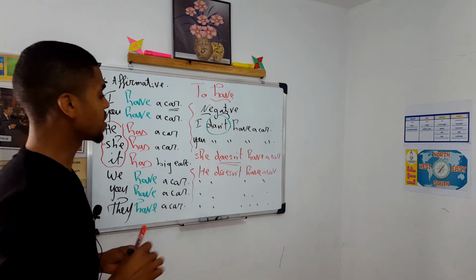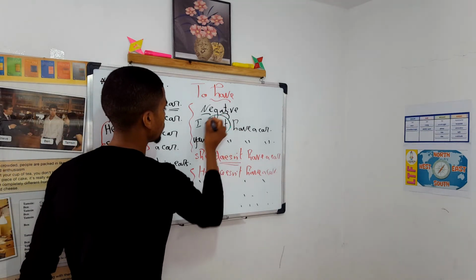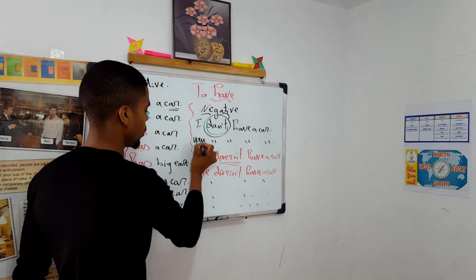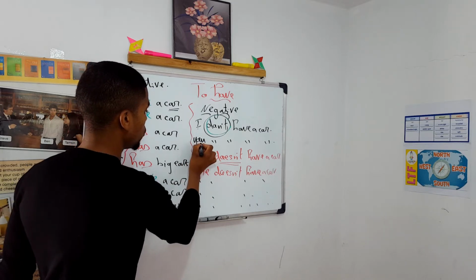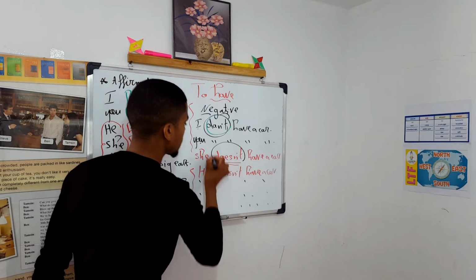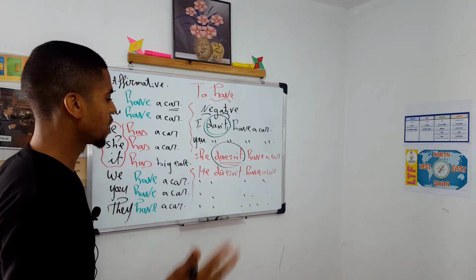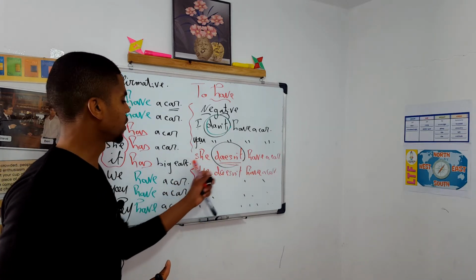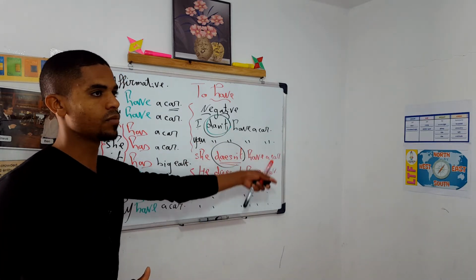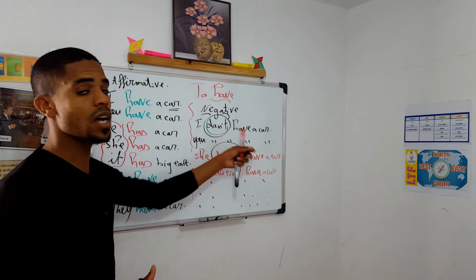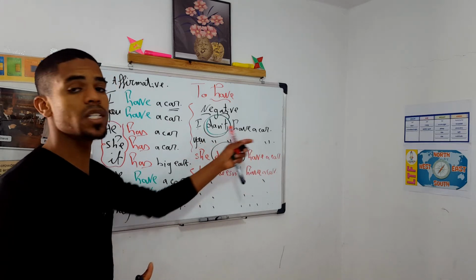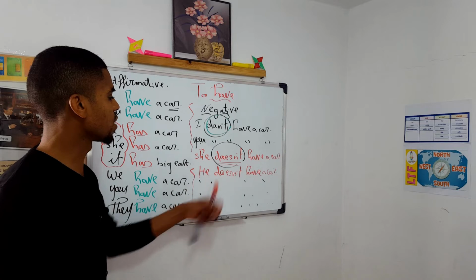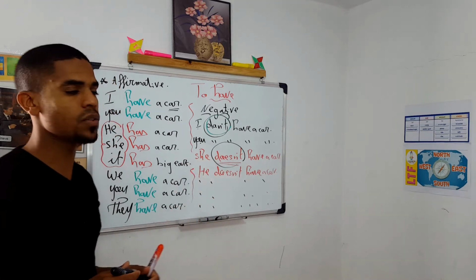For negative, it's necessary that you have don't for I, you, we and they, and doesn't for he and she and it. It doesn't have big ears. He doesn't have long hair. She doesn't have a round face, for example. Okay, this is the negative form.